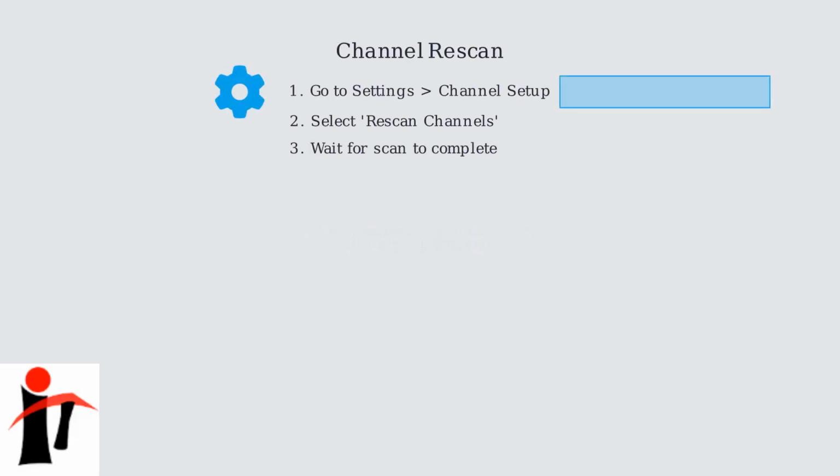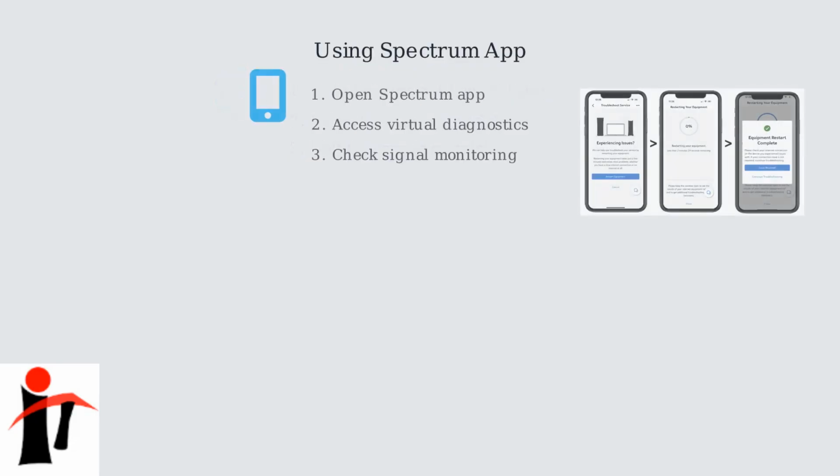If the error continues after basic checks, your next step is a channel rescan via the cable box settings, found under Settings, then Channel Setup. If rescanning doesn't fix it, newer Spectrum boxes and the Spectrum app offer integrated troubleshooting and signal monitoring. Use the app for virtual diagnostics.